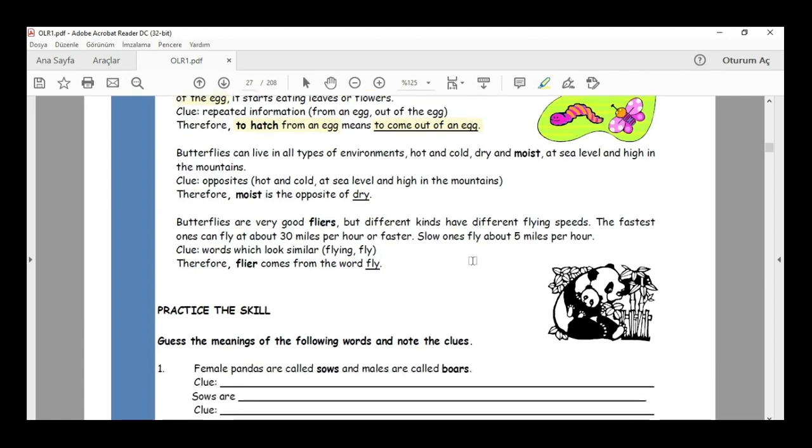Let's take a look at opposites. Butterflies can live in all types of environments, hot and cold, opposites. Let's skip this one. Sea level, high in the mountains, these are also opposites, right? Sea level is 0, high in the mountains is high. So hot, cold, sea level, high, dry, moist. Moist must mean the opposite of dry. And it does mean the opposite of dry. Moist actually means wet.